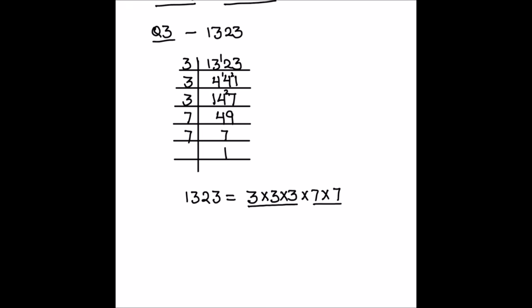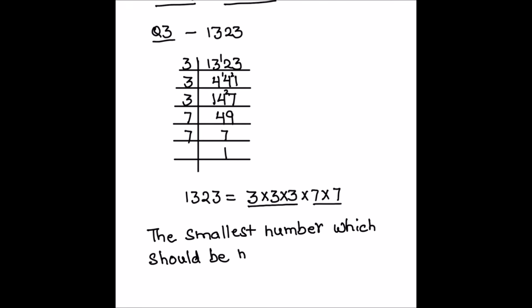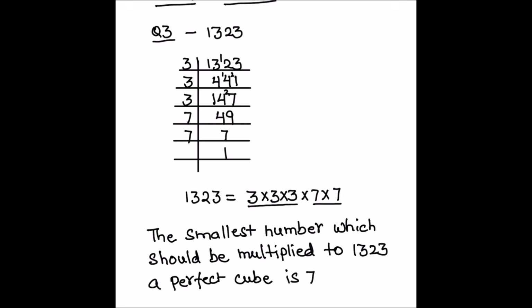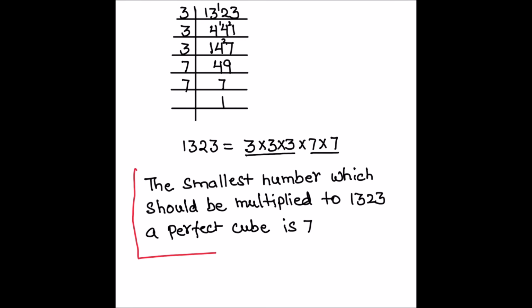So the smallest number which should be multiplied to make 1323 a perfect cube is 7. So this is how we can find what number you should multiply the number with to make it a perfect cube. So this is our final answer for question number 3.